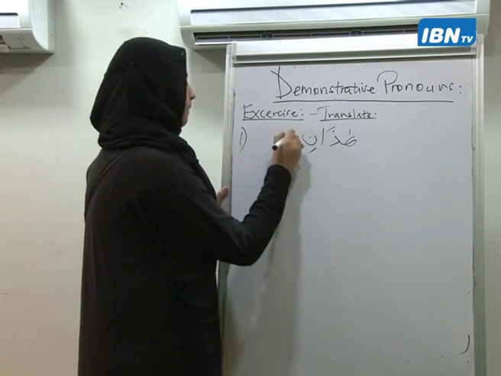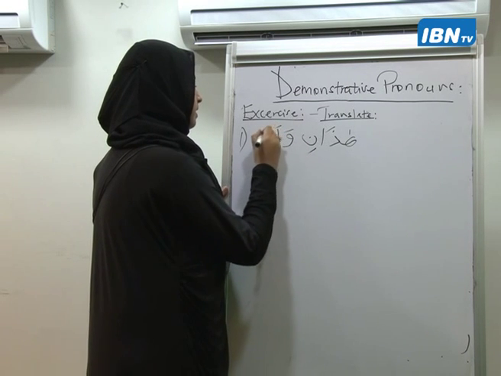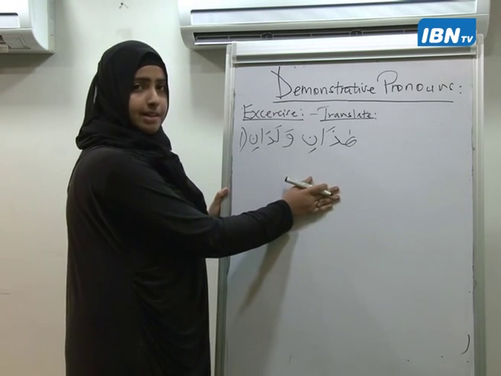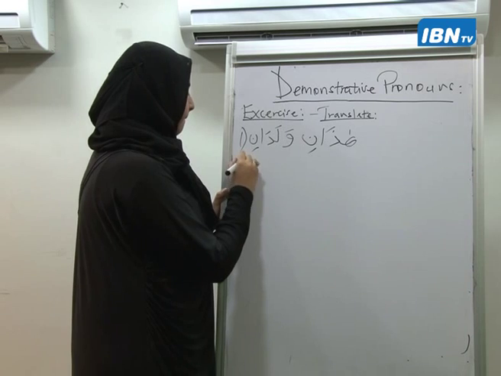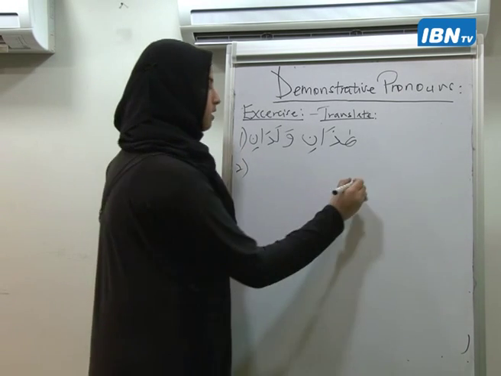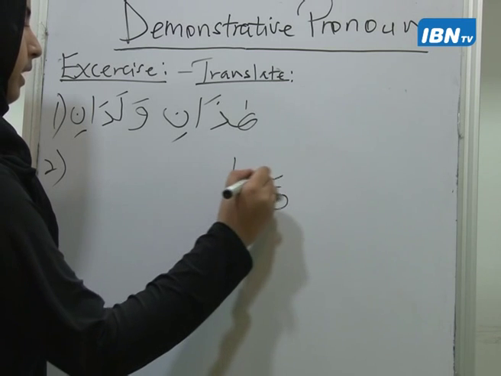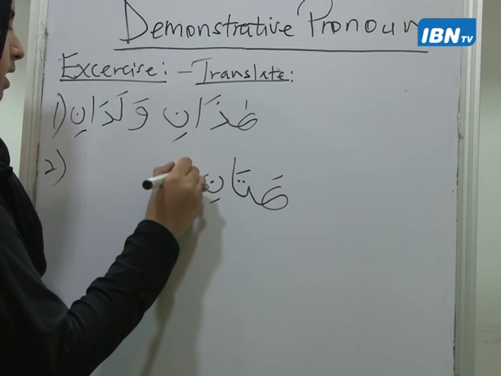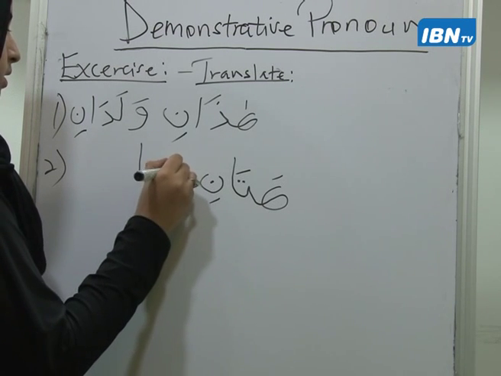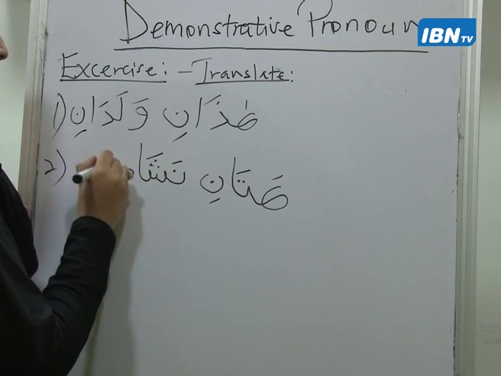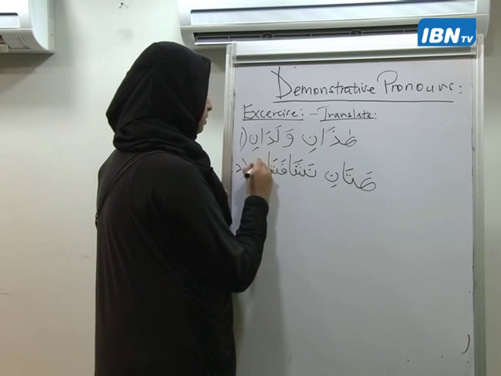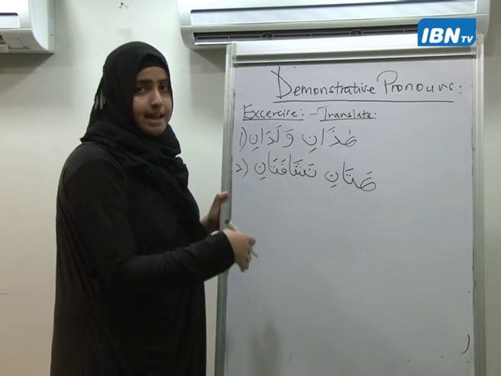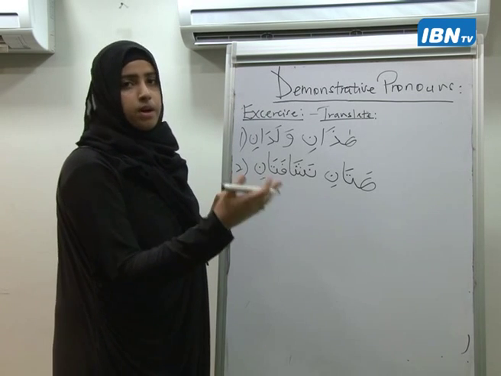Hadani waladani. What does that mean? These two are boys. Okay, so hadani waladani, these two are boys. What if I tell you hatani nashafatani? Which means what? You will tell me these are two dusters. Hatani nashafatani. These are two dusters. Okay.